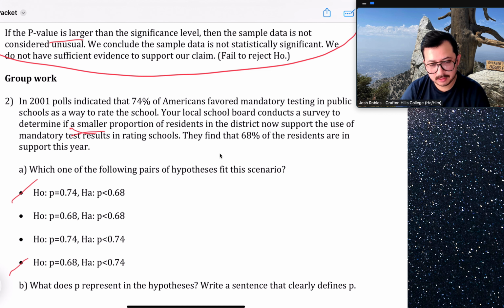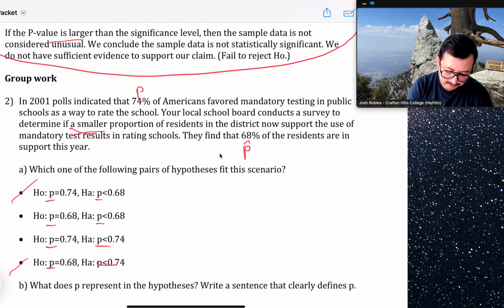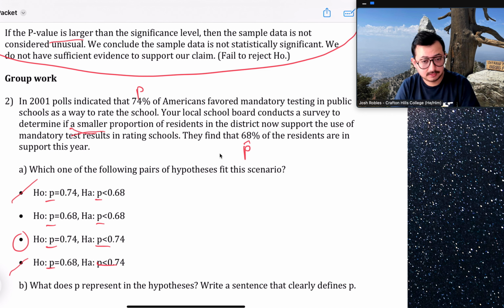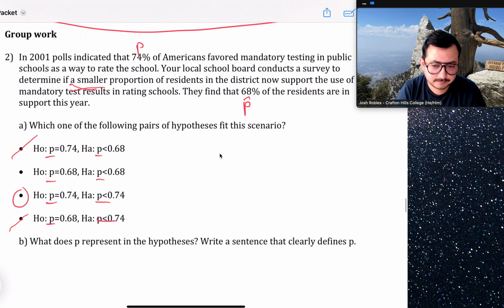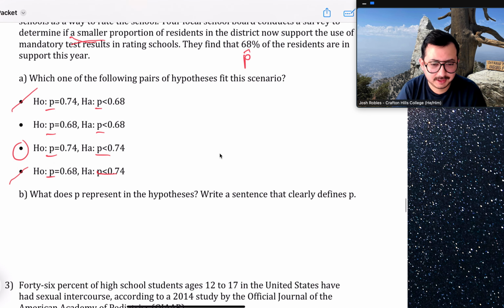We have 74% as the one in 2001. We have 68% from our recent sample. This is p hat. This is p. Our hypothesis, you can see it's already written, is about p. And so it's the 74% one here. And this does agree, it has the less than. Our sample came in less, so we should be testing less. We're going to skip part B.